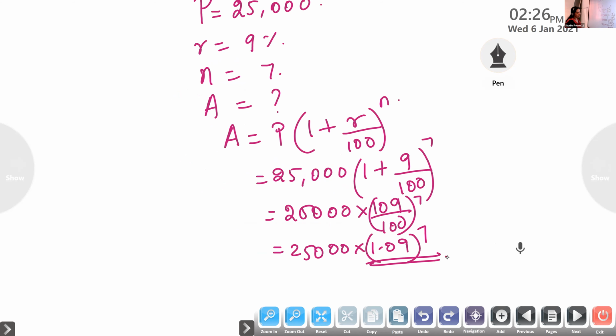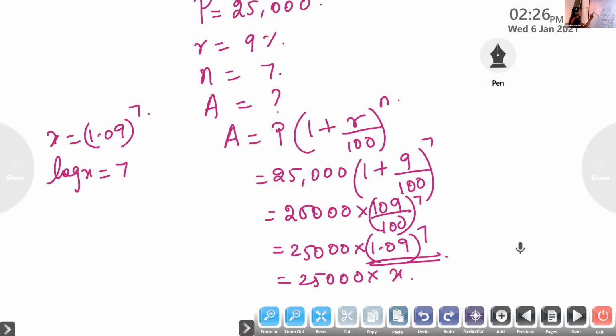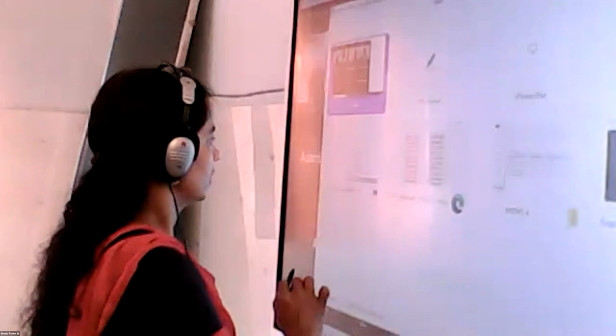Now 1.09 raised to 7, how will you do this? You take this as x, and you take the log value. X is 1.09 raised to 7. So log x will be 7 log of 1.09. That is 7 into, what is log of 1.09? 109. From the log table you have to find. So again from the log table, 109.